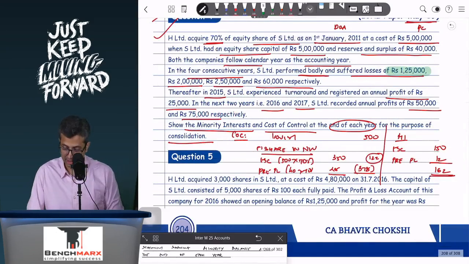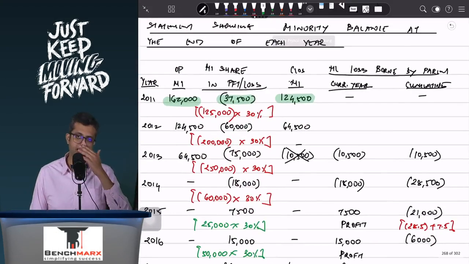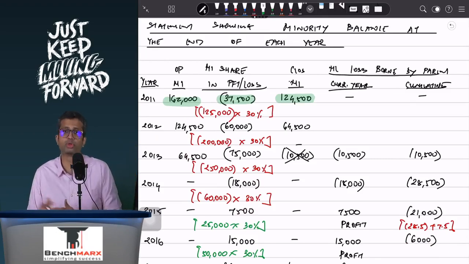Further, in the next year, there's a 2 lakh rupees loss. Now, 2 lakhs into 30% comes to 60,000. Your opening was 124,500. Still, I will bear the loss of 60,000 to come to 64,500.